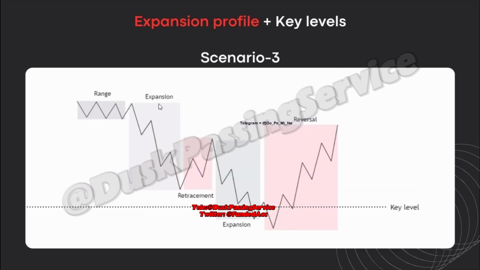Now the third scenario is when the expansion profile doesn't test a key level, but after it has a retracement profile, and after that retracement profile we can expect another expansion towards that key level, right? Now in this case, the second expansion has tested a key level. So what are we going to expect? We're going to expect a reversal profile, right? Because that expansion profile has tested a key level. Are you liking it so far?